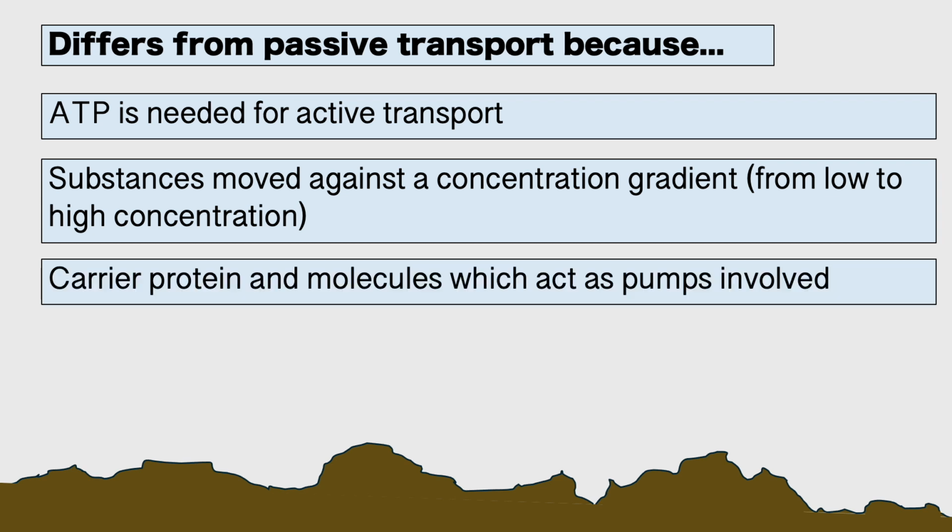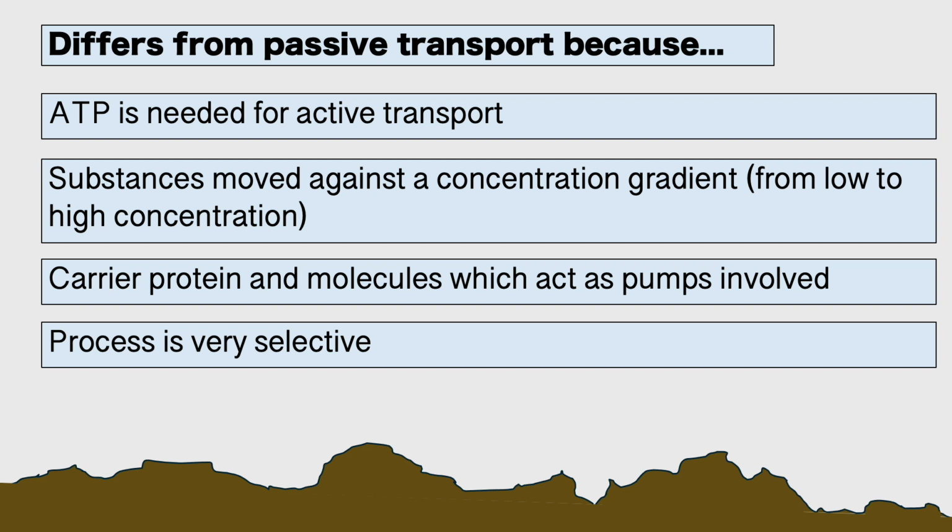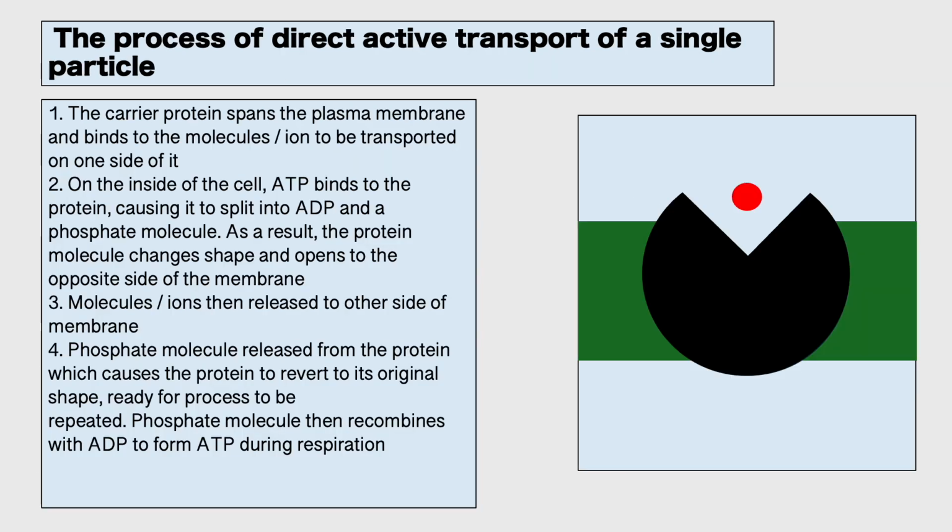Carrier proteins and molecules which act as pumps are involved, which is the case for facilitated diffusion but not simple diffusion. And the process is very selective, which is again the case for facilitated but not simple diffusion. The process of direct active transport of a single particle is as follows.